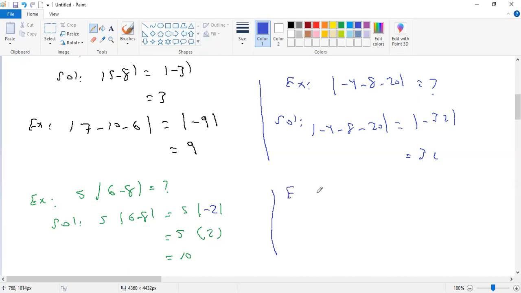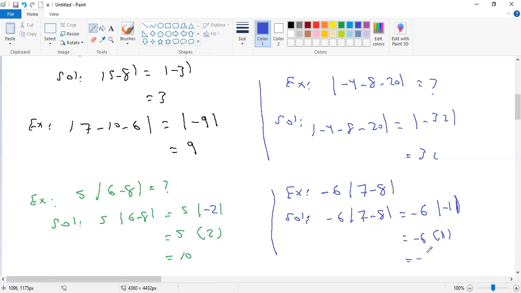Another example. If I ask to evaluate, for example, negative 6 times the absolute value of 7 minus 8. The solution: negative 6 stays outside, multiplied by the absolute value of negative 1, because 7 minus 8 is negative 1. So this is the absolute value, which equals negative 6 times 1, because the absolute value of negative 1 is positive 1. And so the answer is negative 6.